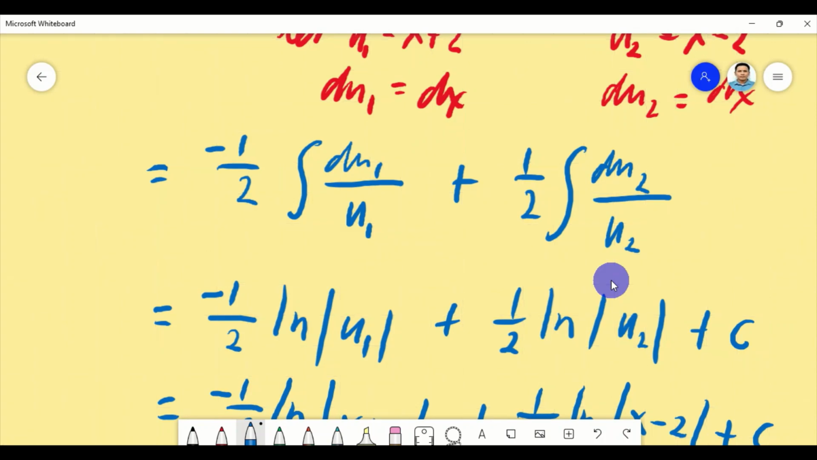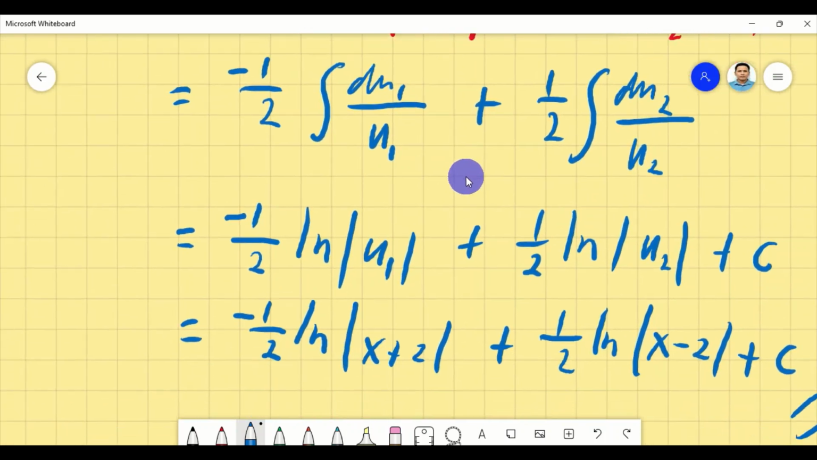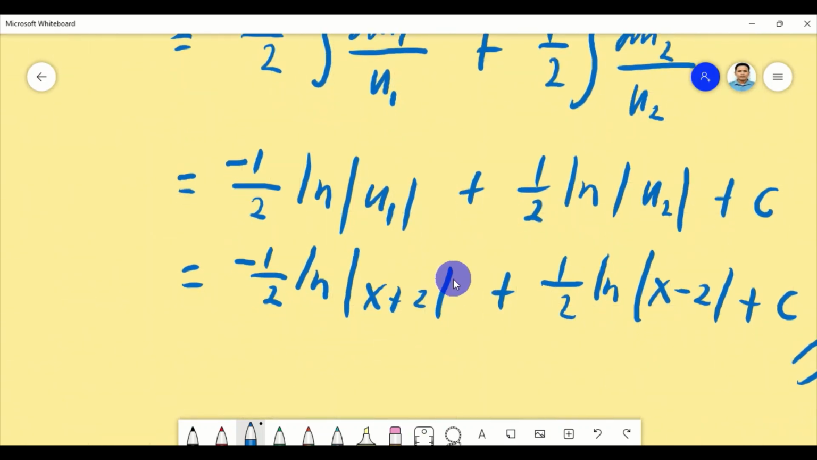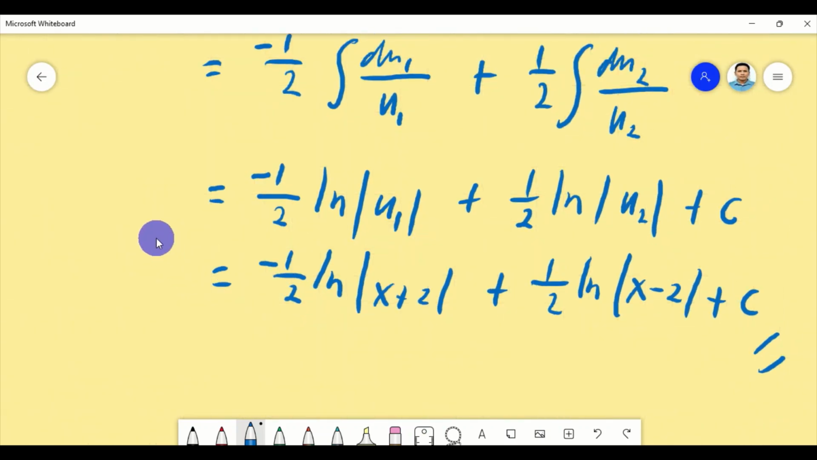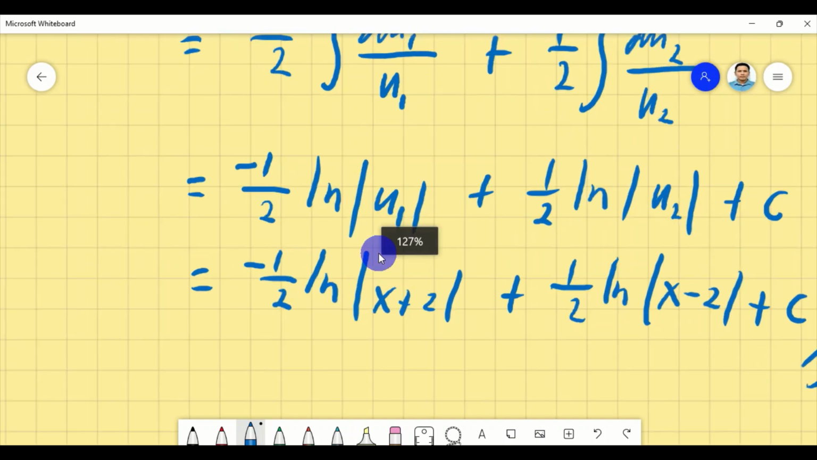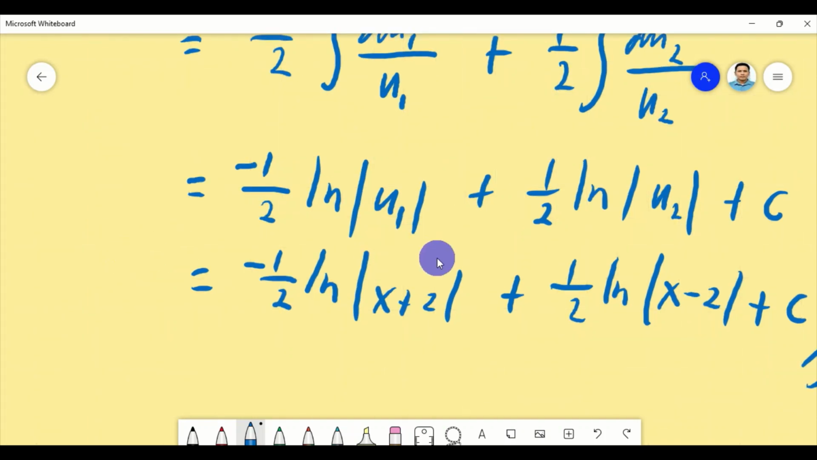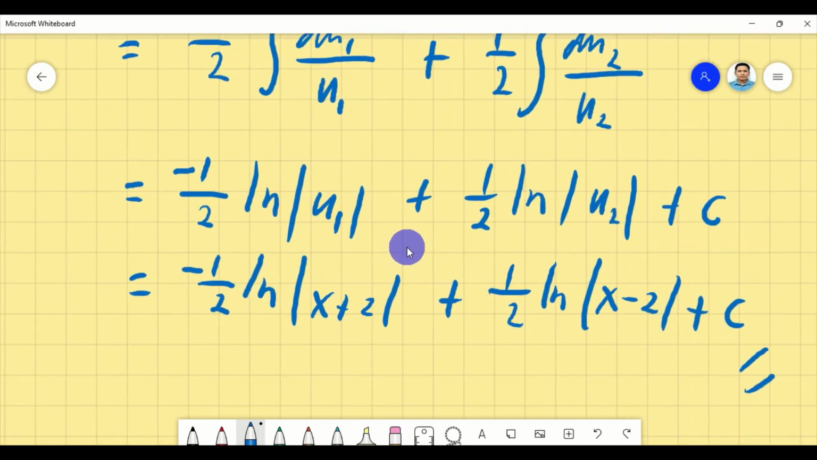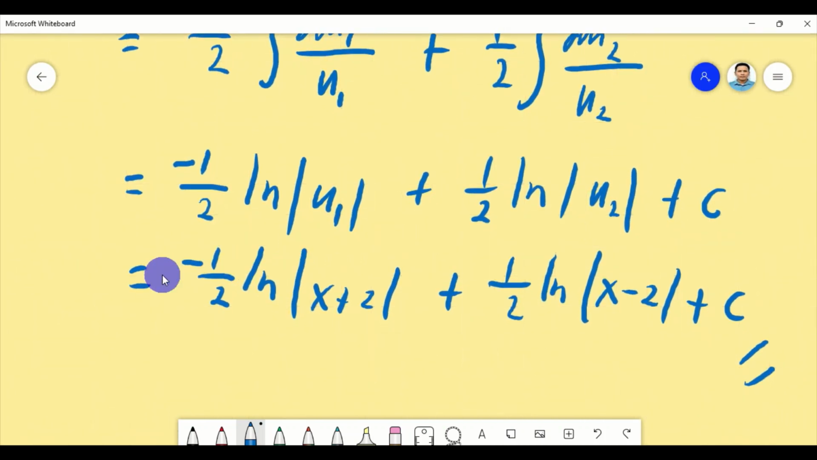Okay, if you can still remember, if you're asked to find the integral of dx all over x, the result is ln of the absolute value of x plus c. So you apply the process here. Of course, previously we have expressions that can be substituted by u sub 1, and here we're going to replace u sub 1 by the original expression, that is x plus 2.